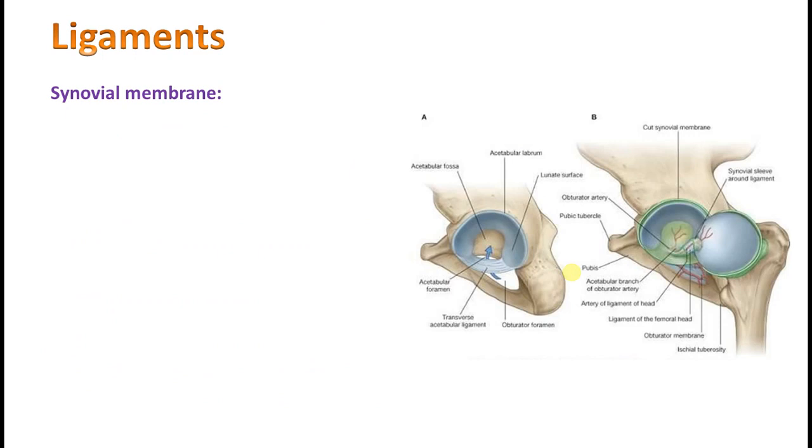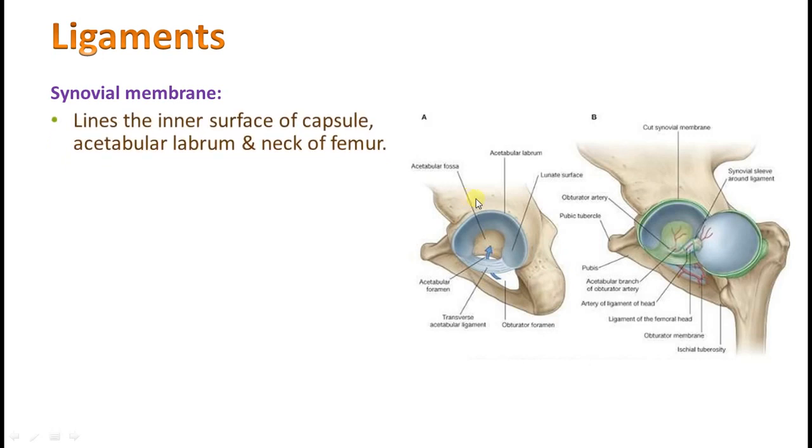Coming to the synovial membrane of the hip joint, it lines the interior of the capsule. Okay, so this green color one that you are able to see is the synovial membrane, which is cut open for you to see the joint cavity. It lines the interior of the capsule and also your acetabular labrum. Okay, the interior of the labrum, and also the neck of the femur is lined by the synovial membrane.